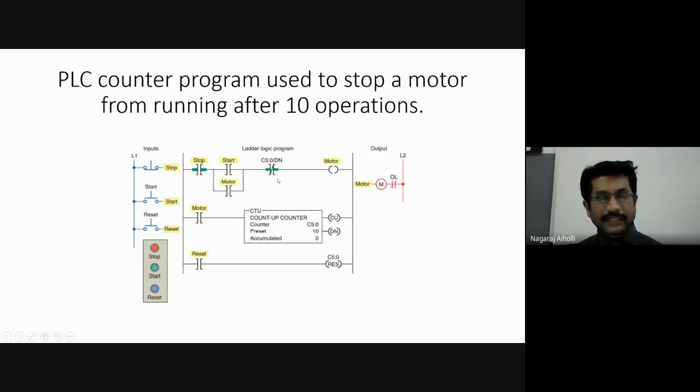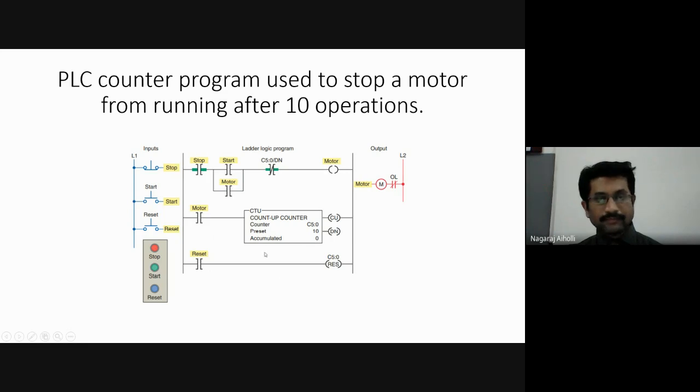As the done bit is high, this is disabled. That means it is deactivated. It is de-energized. As it is de-energized, it becomes false, and the rung becomes false, and the motor is de-energized. The motor coil is de-energized. The motor which is connected at the output will stop running. Like this, the counter will count from 0 to 10. After 10 counts, the motor will stop.